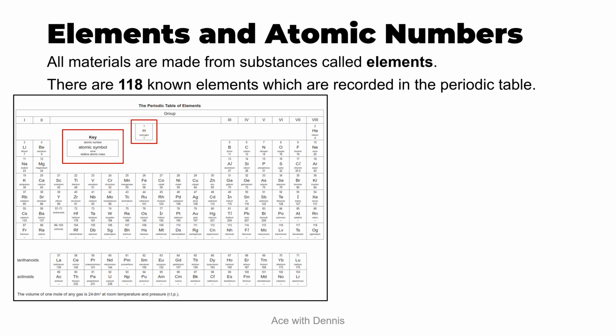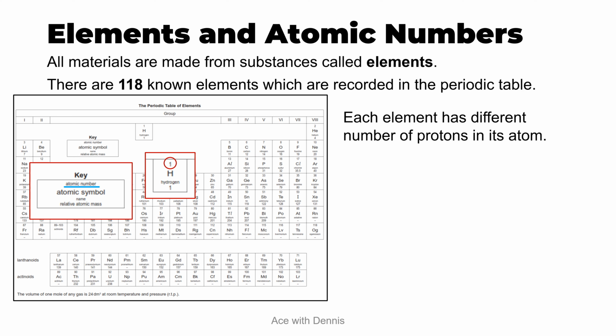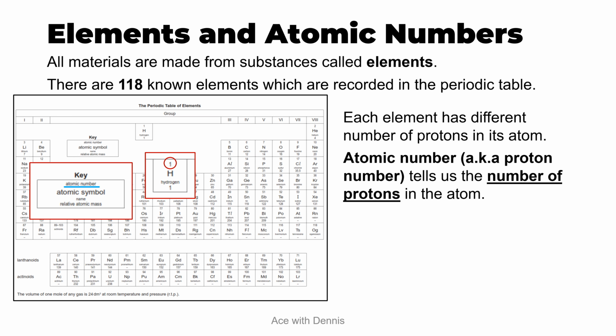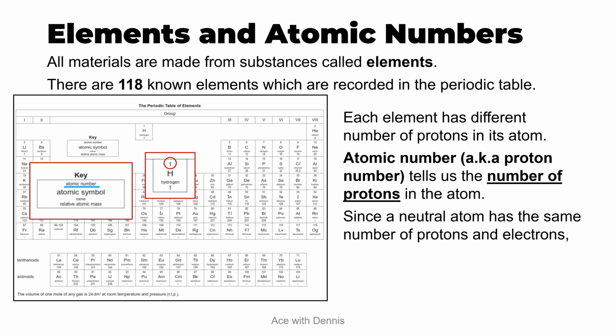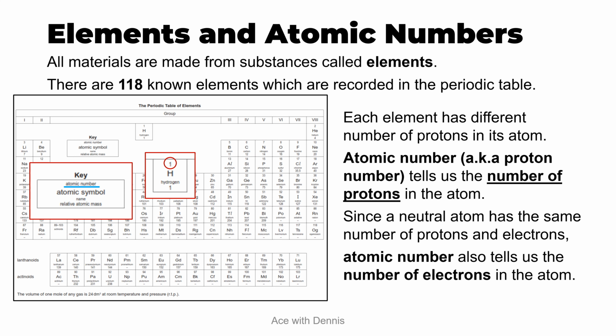Each element has a different number of protons in its atom. So the number at the top of the atomic symbol is the atomic number. For example, hydrogen has an atomic number of 1. So what is an atomic number? An atomic number, also known as proton number, tells us the number of protons in the atom. Since a neutral atom has the same number of protons and electrons, the atomic number also tells us the number of electrons in the atom.